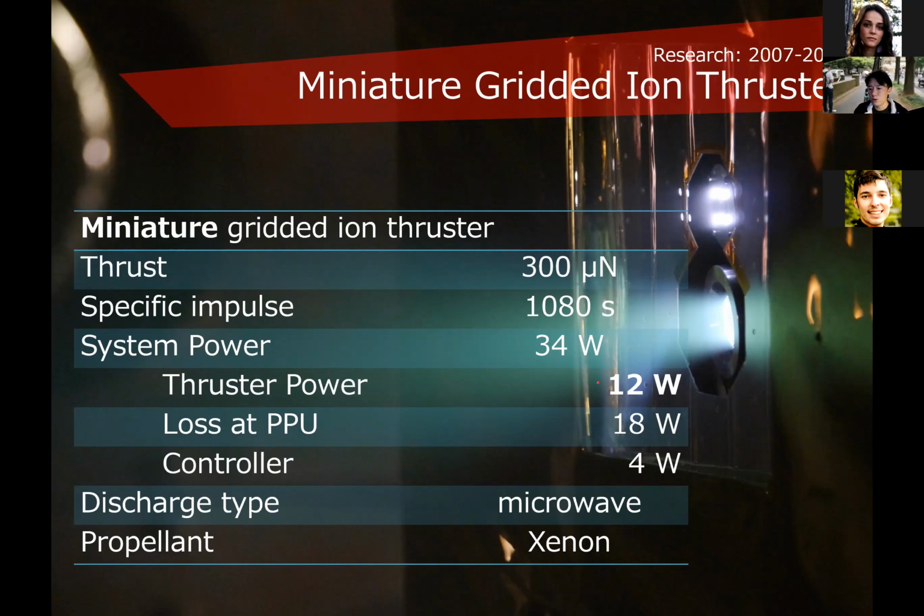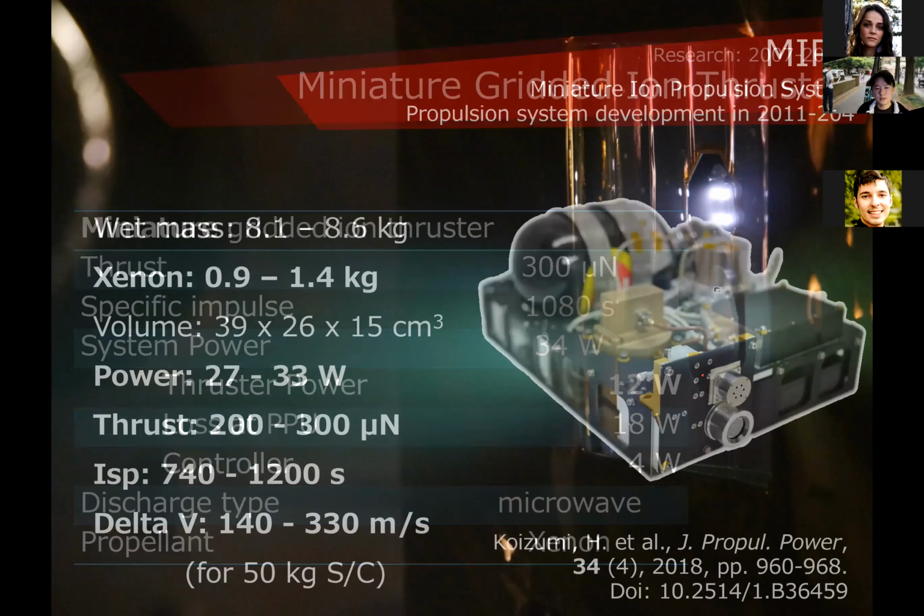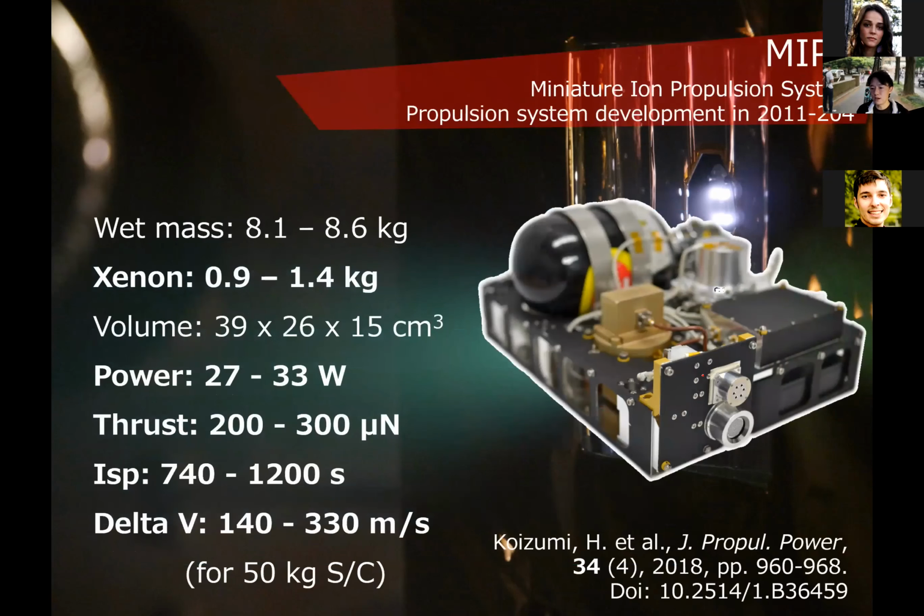The remarkable point is the power, 12 watt for the thruster itself. This power is quite small for an electric propulsion, and this was the main purpose of this development. To fit a small satellite, we cannot use big power, so we wanted to decrease this thruster power. So we developed this ion thruster, and after that we developed a propulsion system for an actual microsatellite project.